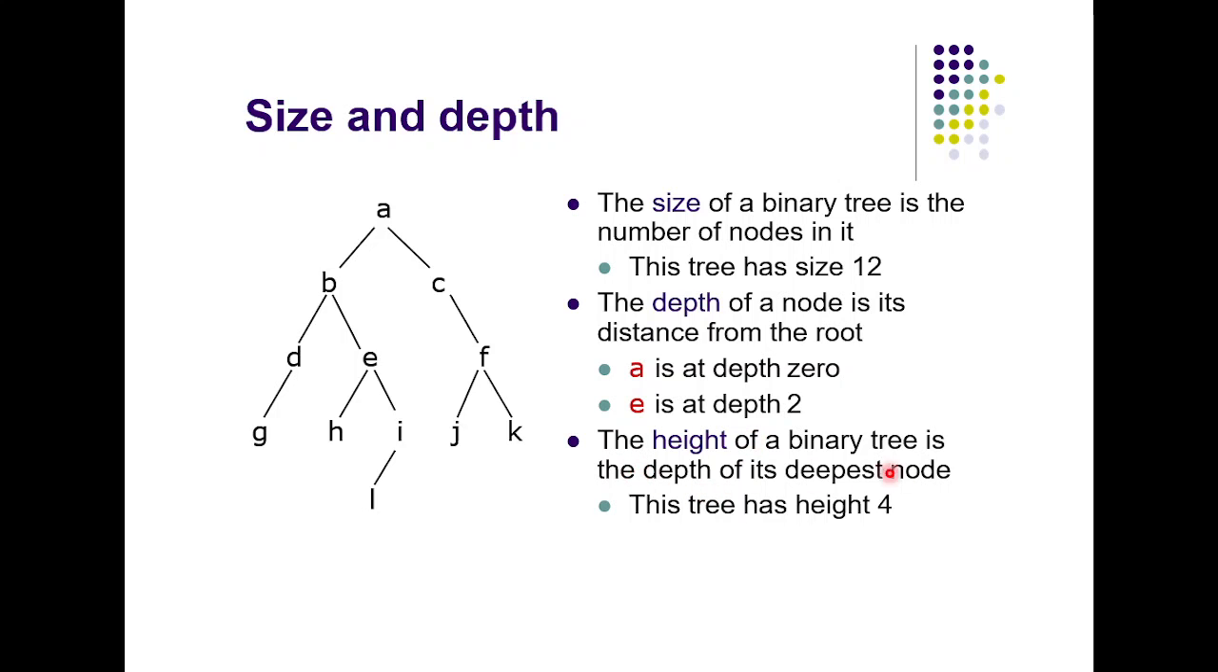Next is the height. The height of a binary tree is the depth of its deepest node. Its deepest node is I. So it is present at a depth of 1, 2, 3, and 4. So the depth of the deepest node of a tree is called the height of the tree. So it means the height of this tree is 4. Or you can say that the distance from the root node to its farthest node is the height of the tree. So the node which is present at the farthest location, and the number of edges from the root node to that particular node, will be the height of the tree. So in this case, the height of the tree is 4.